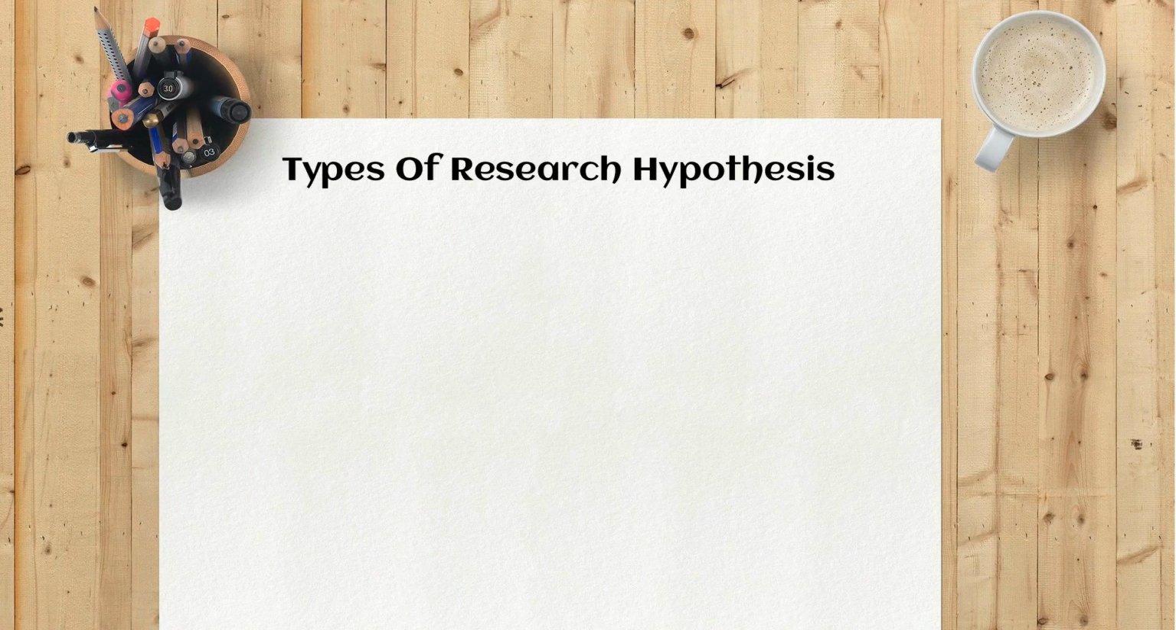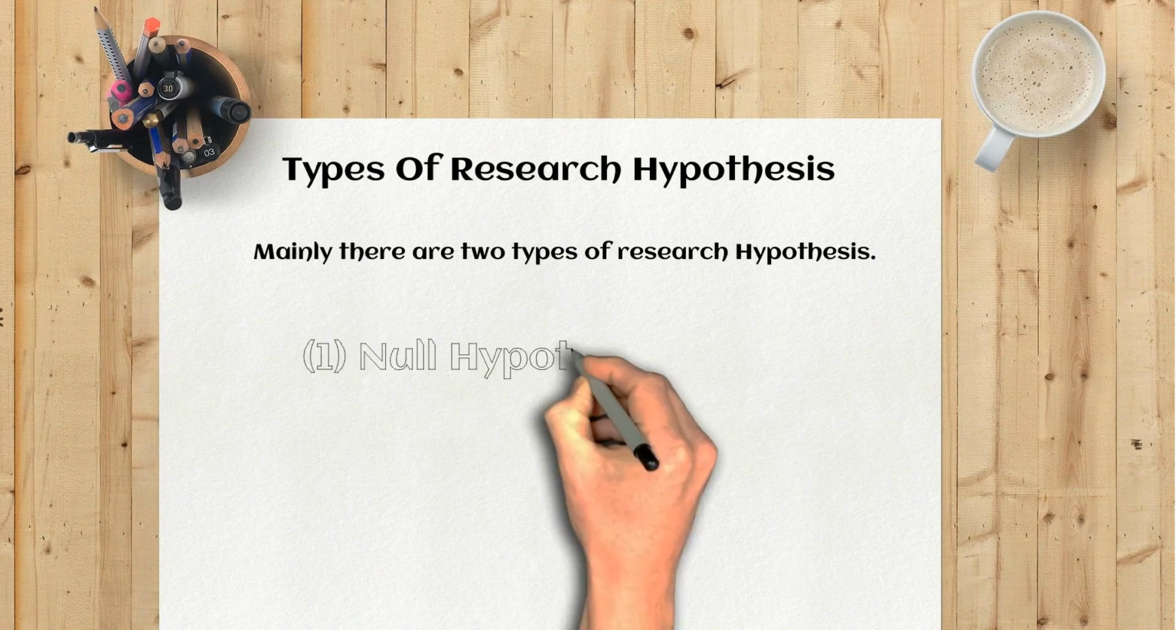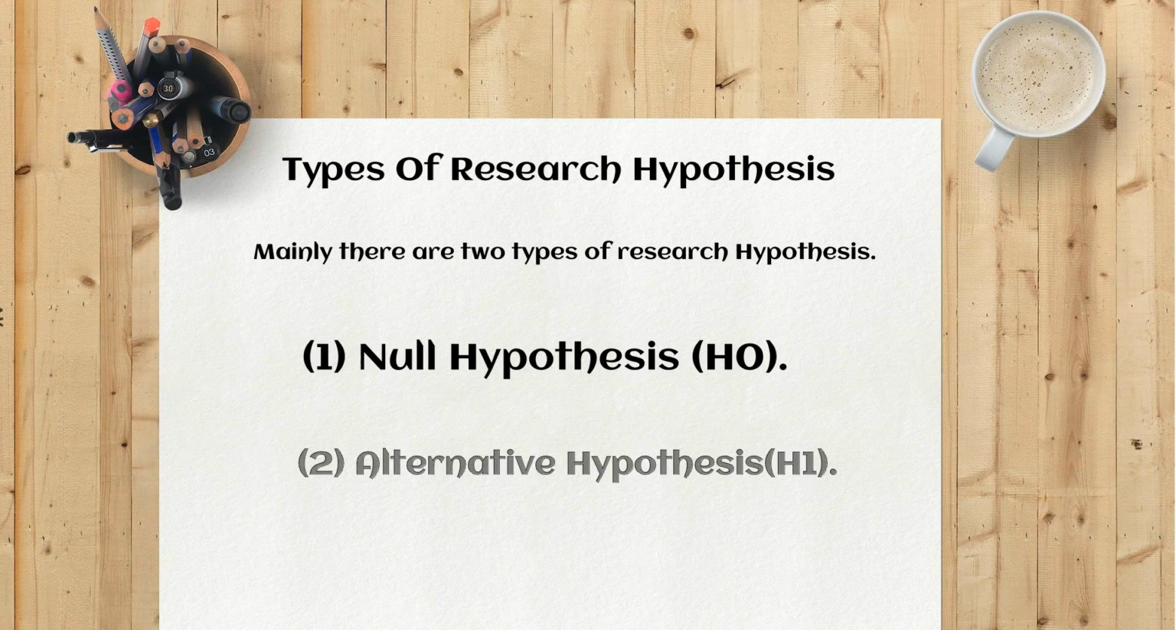Types of research hypothesis. Mainly there are two types of research hypothesis. Number 1. Null hypothesis, H0. Number 2. Alternative hypothesis, H1.